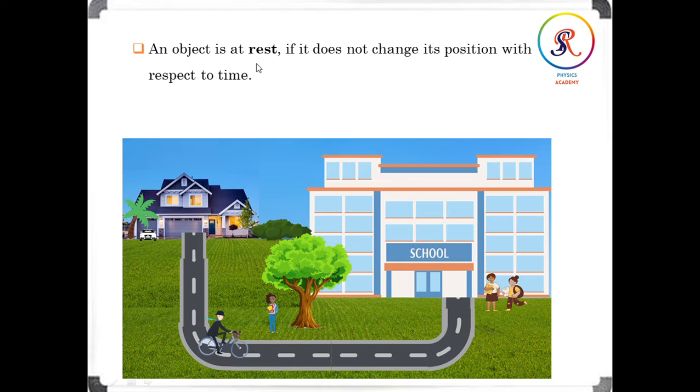When a body does not change its position with respect to time and its surrounding, the body is said to be at rest. For example, if a car is placed in the garage, and the position of the car does not change with respect to the house, its surrounding, as well as time, then the car is at rest.